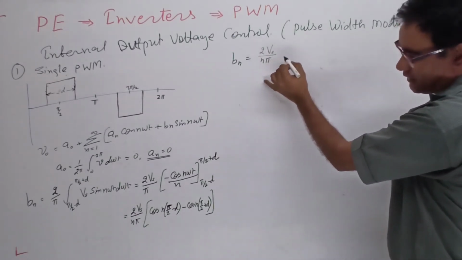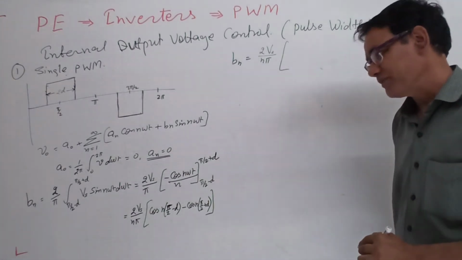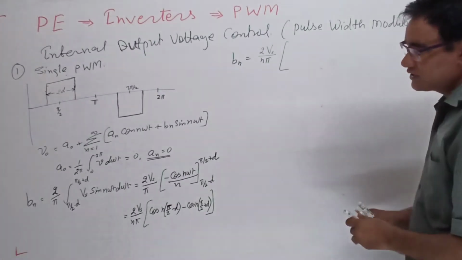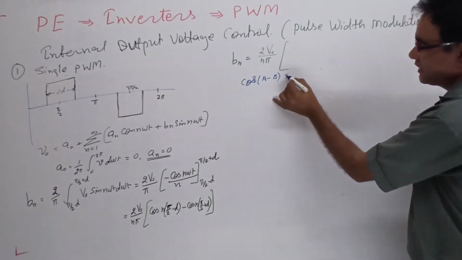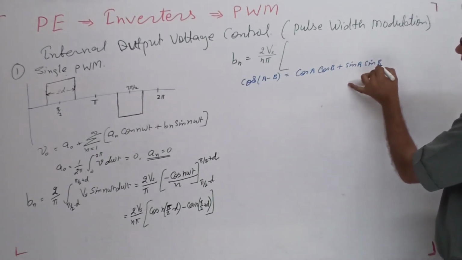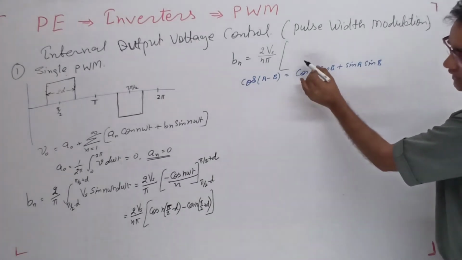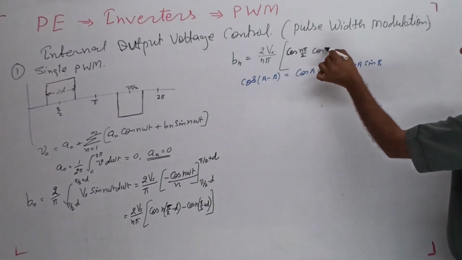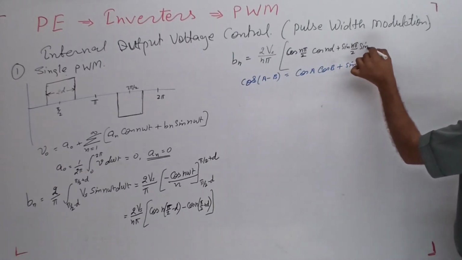bn is equal to 2 Vs upon n pi. You know the formula: cos of A minus B is cos A cos B plus sin A sin B. Putting the values over here, it is cos of n pi by 2 cos of n d plus sin of n pi by 2 sin of n d.